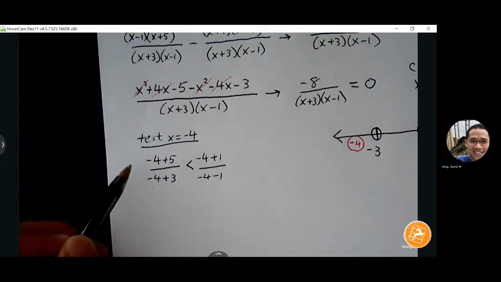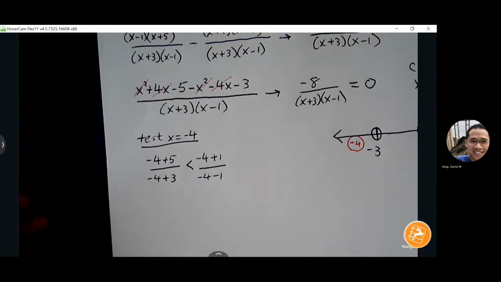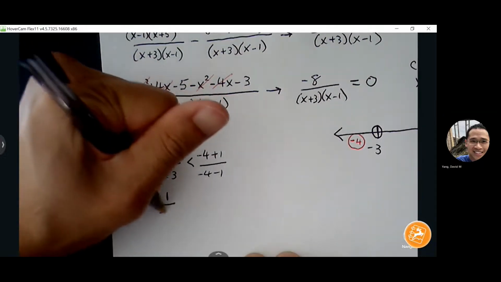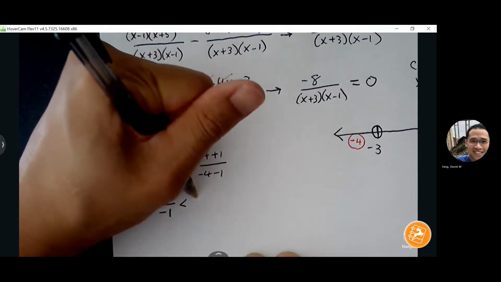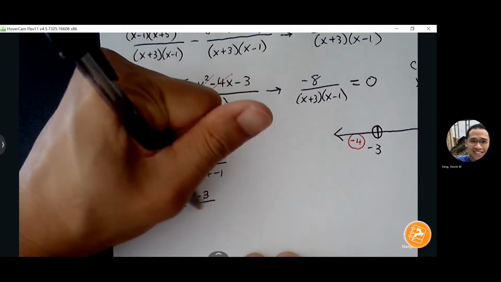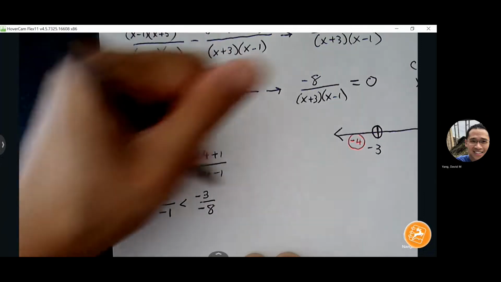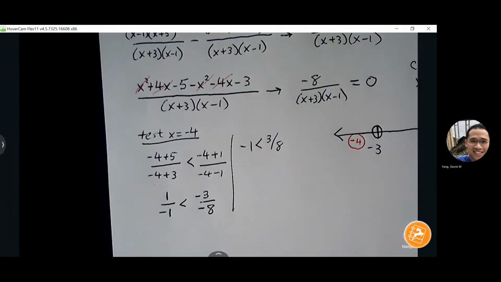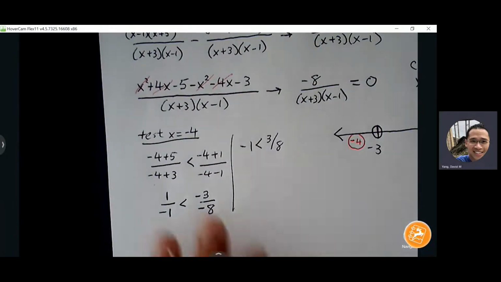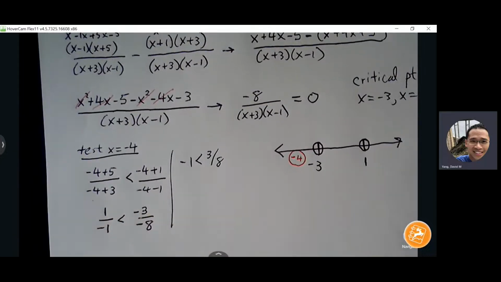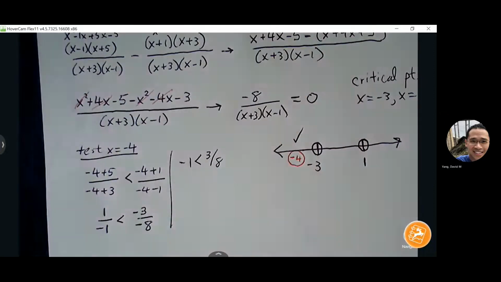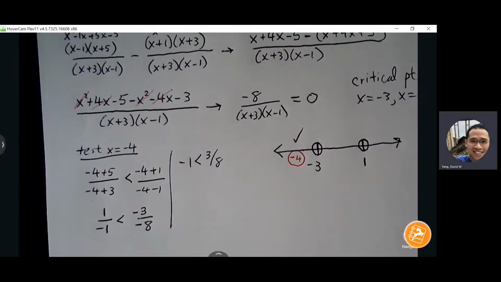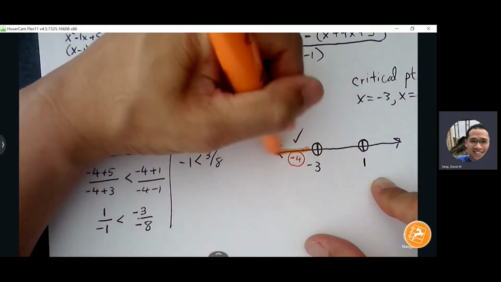Okay, I get -1 is less than 3/8. Is that a true statement? Yes, so we're going to keep that interval. I'm going to go ahead and highlight that. I know that's part of my solution set here.